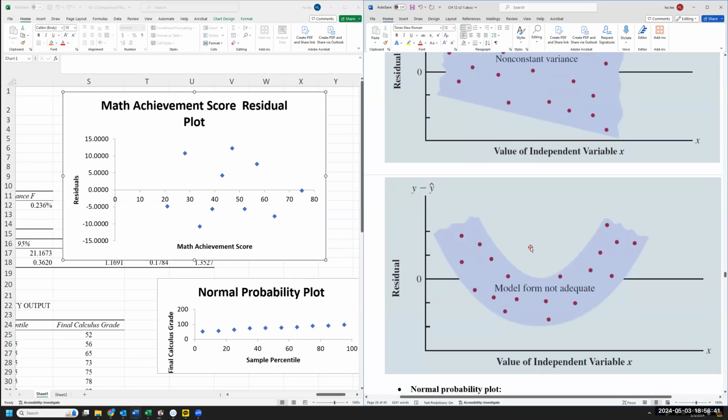Here's another one that is concerning. As x increases, you can see the residuals start really high and positive, then go down, and as x increases further, the residuals go back up. This means that likely you have a nonlinear relationship between x and y.